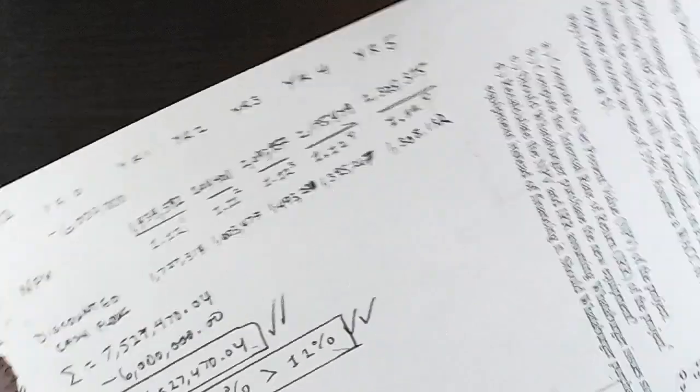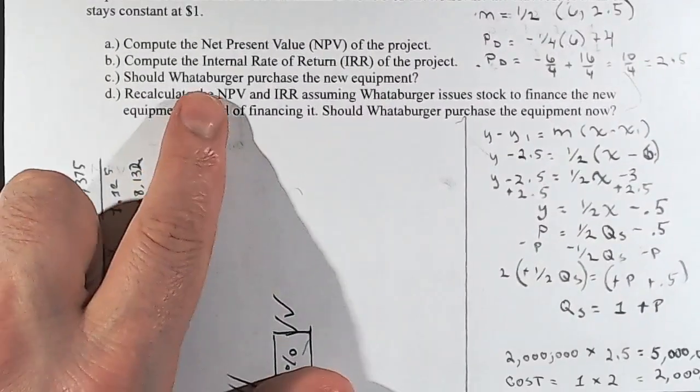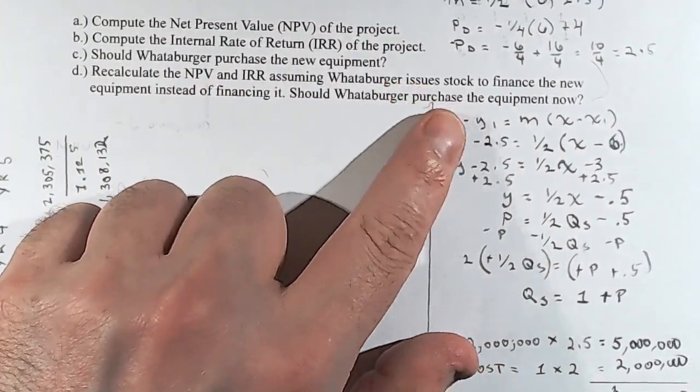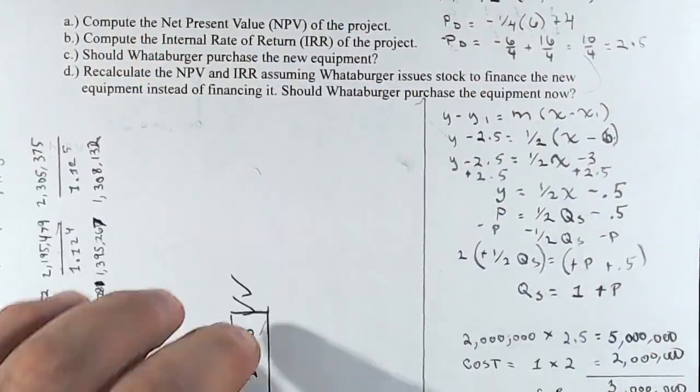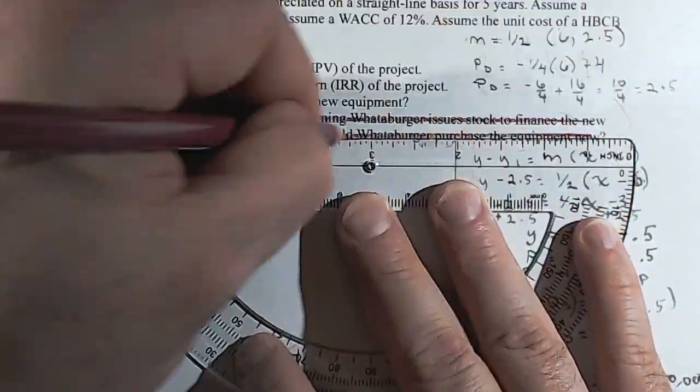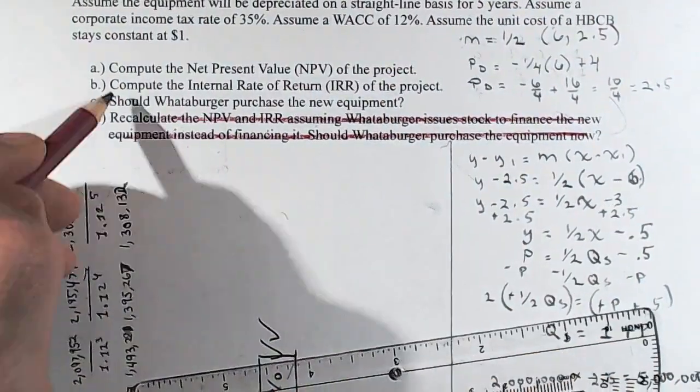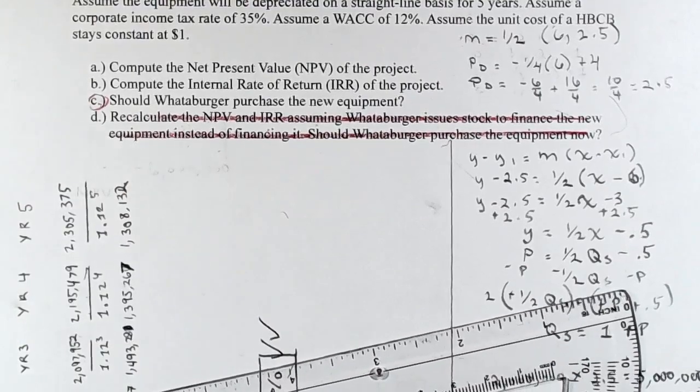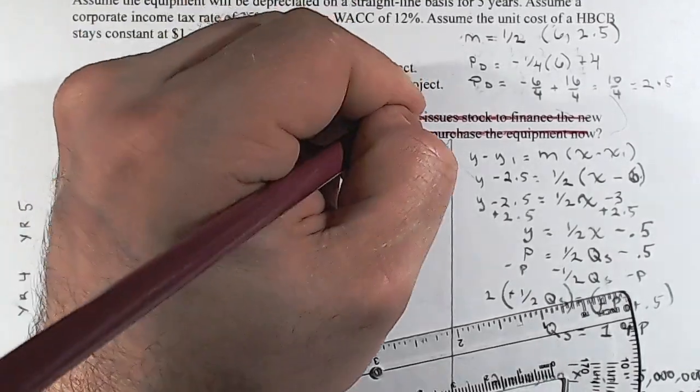Now, this whole part about recalculating assuming they issue stock instead of financing it, we're just going to skip this because it would require a whole bunch of additional calculations. In problem C, we found that they should buy the equipment.